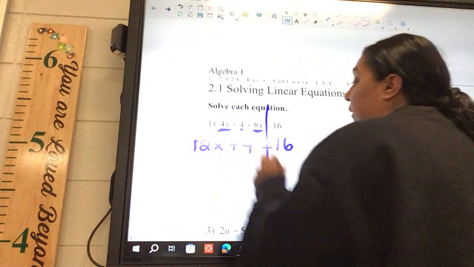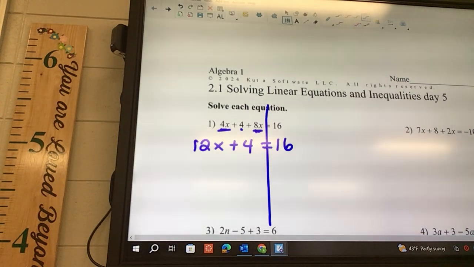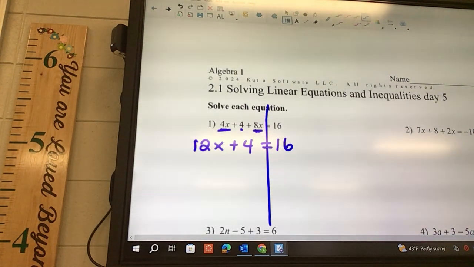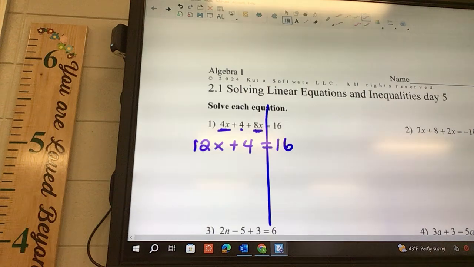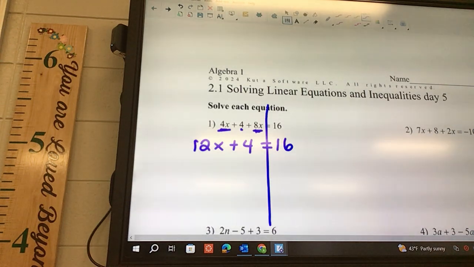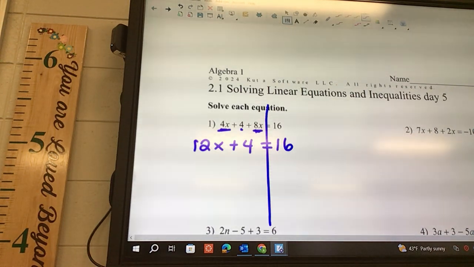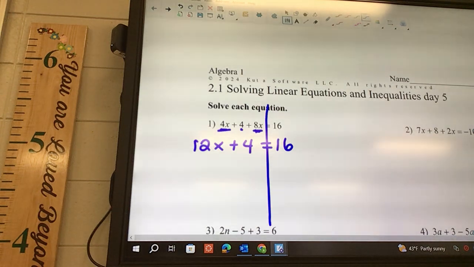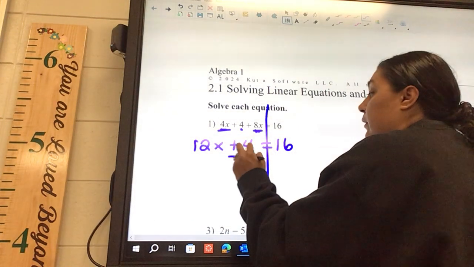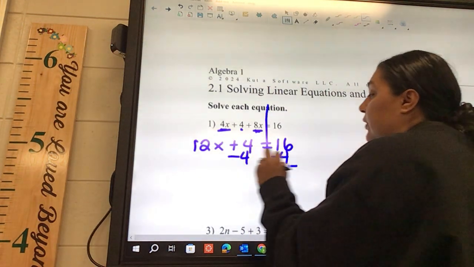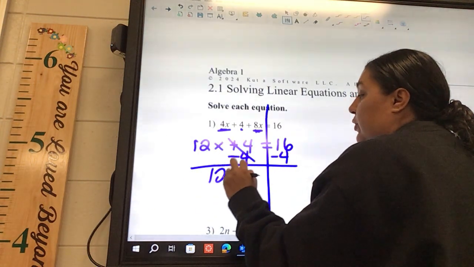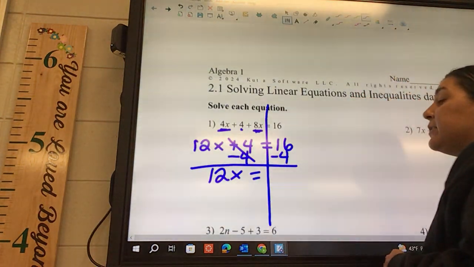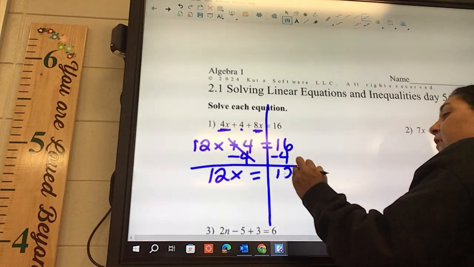Okay, these two went together. And now if we look at it, who's the kid? The 4 is the kid. So he's got to get moved first. So how do I move a plus 4? Minus 4. If I do it to one side, I got to do it to the other side. So I'm going to get 12x. What is 16 minus 4? It is also 12.